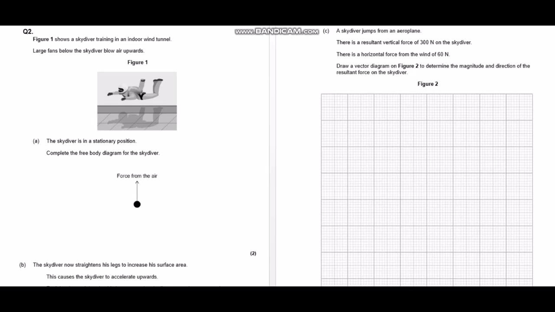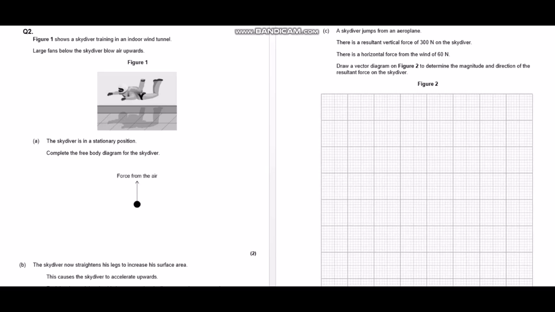Part C. A skydiver jumps from an aeroplane. There is a resultant vertical force of 300 newtons on the skydiver. There is a horizontal force due to the wind of 60 newtons. And that vertical force is 300 newtons on the skydiver. Draw a vector diagram on figure 2 to determine the magnitude and direction of the resultant force on the skydiver.